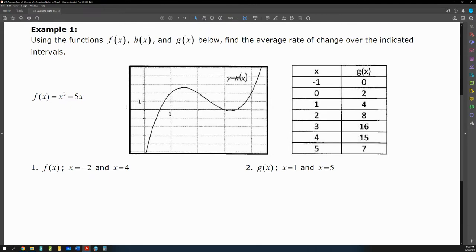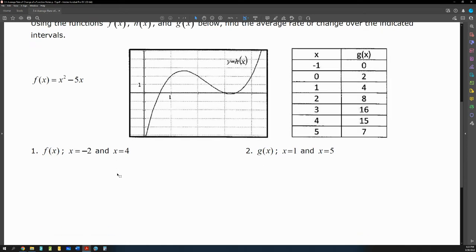So here we have the functions f, h, and g given below, where f is the equation, h is the graph, and g is the table of values. These are three different functions. So number one, let's go ahead and find the average rate of change of f of x between the interval x equals -2 and x equals 4.